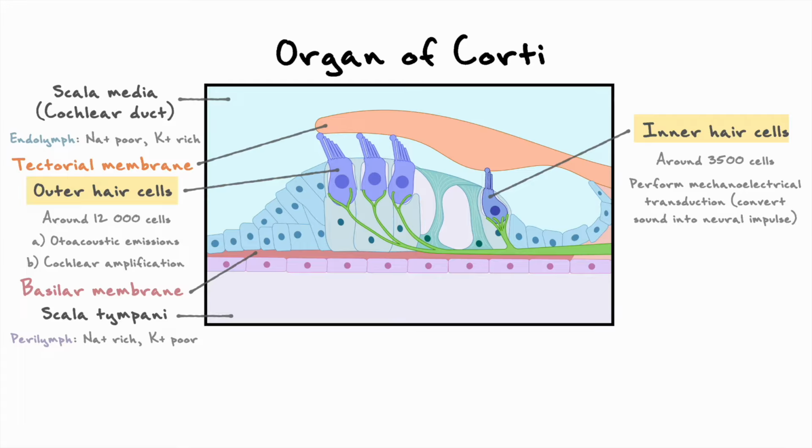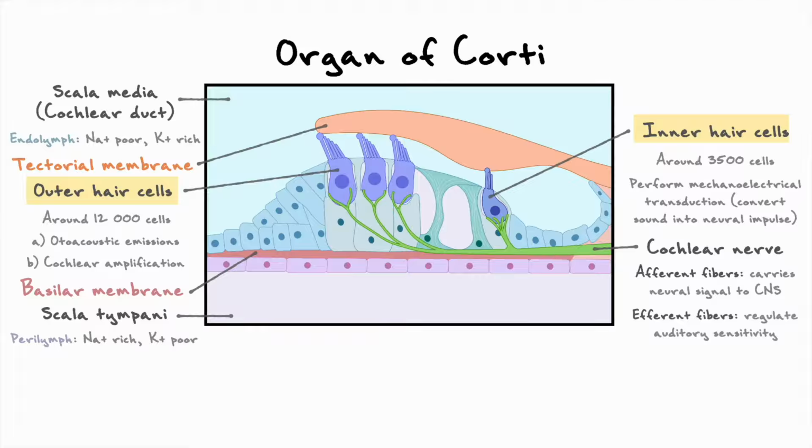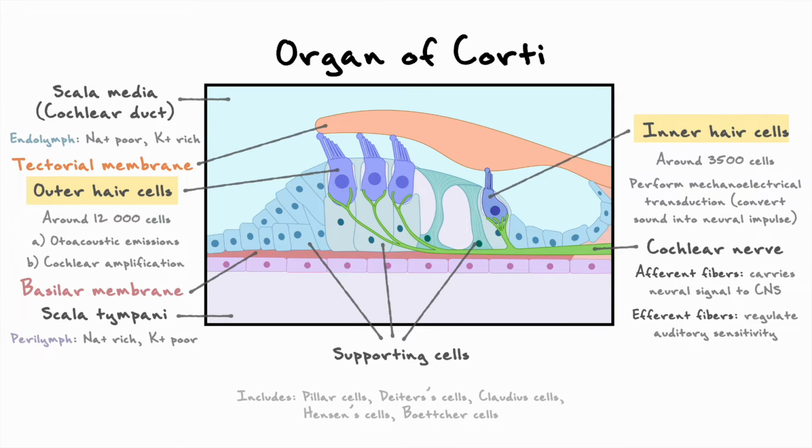Now, both the inner and outer hair cells are innervated by the cochlear nerve, and as we've seen previously, this nerve carries the neural signals transduced by hair cells to the central nervous system. What I did not mention before, though, is that there are also efferent fibers that come from the central nervous system and modulate the sensitivity of the hair cells. We'll talk more about these mechanisms later on, especially in relation to other hair cells. Finally, this diagram also illustrates a wide variety of supporting cells, such as Spiller, Dieter, Claudius, Hansen, and Boettcher cells. All these cells provide support to the organ of Corti to make sure everything works properly.